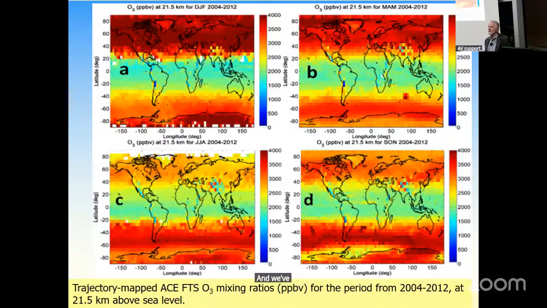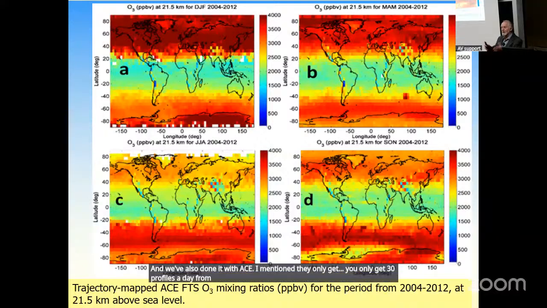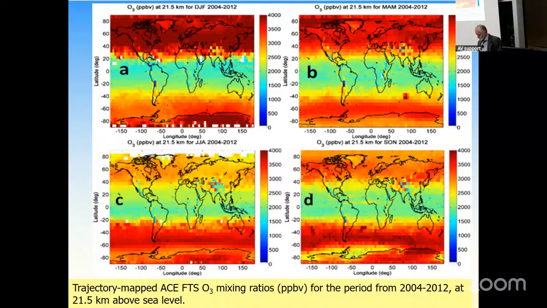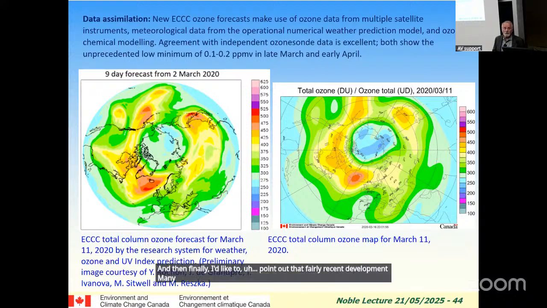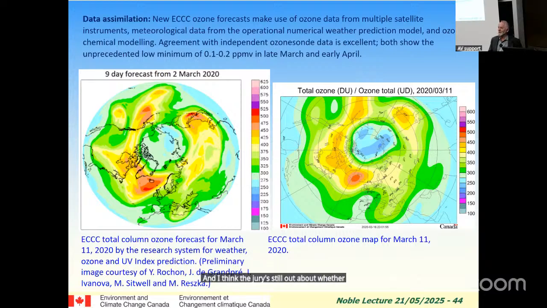And we've also done it with ACE. I mentioned you only get 30 profiles a day from ACE. Well, you can use this same method to move information around in the stratosphere. And in the stratosphere, the lifetime is of the order of weeks, not days. And then finally, I'd like to point out a fairly recent development: many weather centers, including Environment Canada, are now assimilating satellite measurements of ozone. And I think the jury's still out about whether it improves the weather forecast. But as ozone scientists, we think it's pretty darn cool.